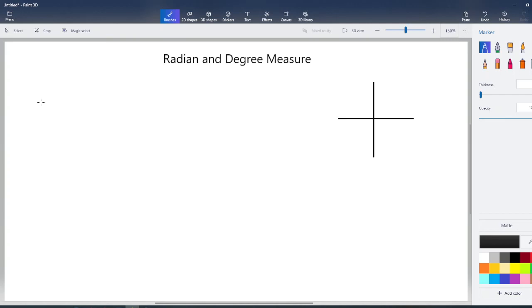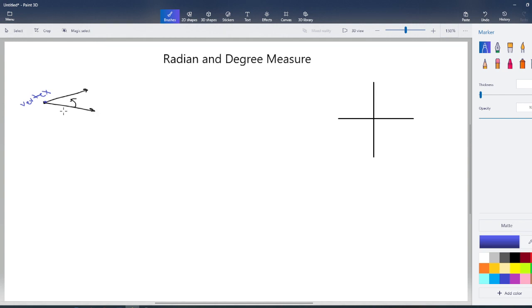So if we look at just an angle in the plane like this, we have to indicate which way the angle opens, so we'll show that it opens this way. In this case, we would say that this point right here where the two sides of the angle come together is called the vertex of the angle. So that's this point here.